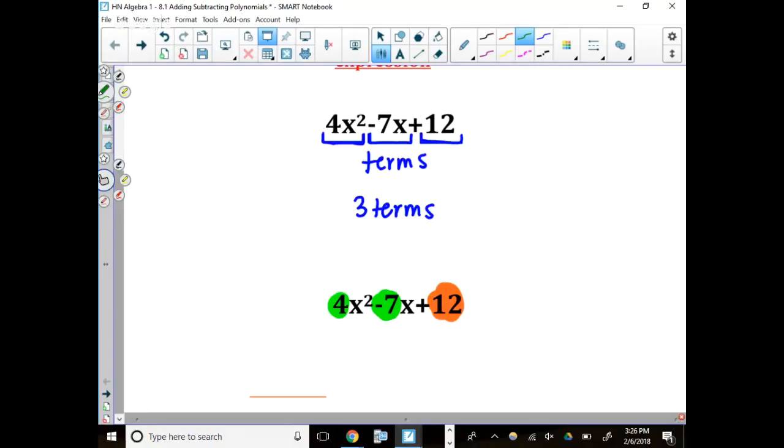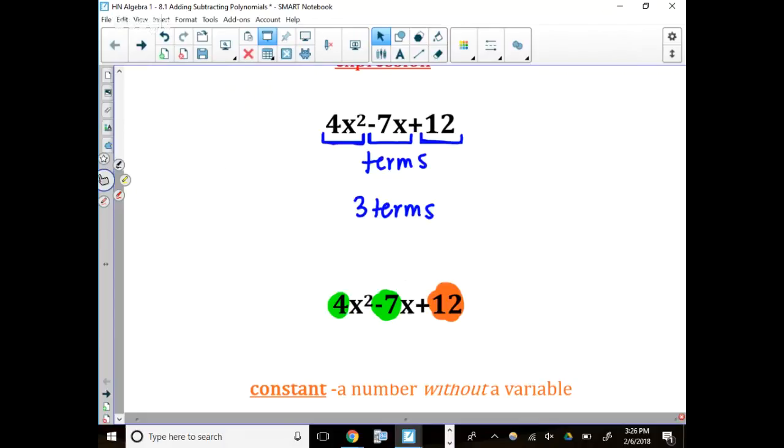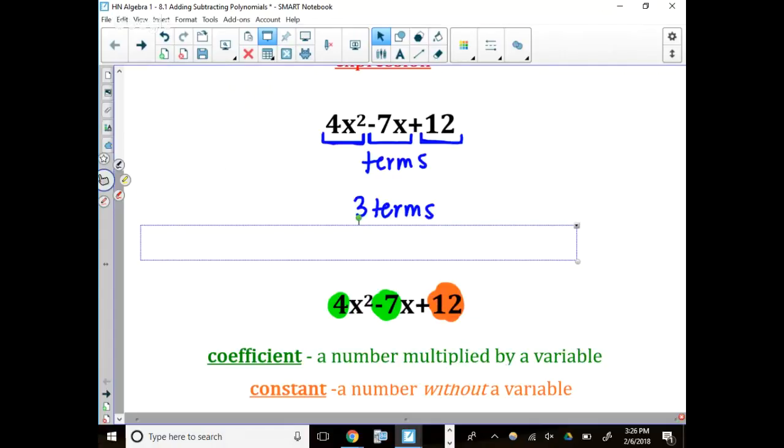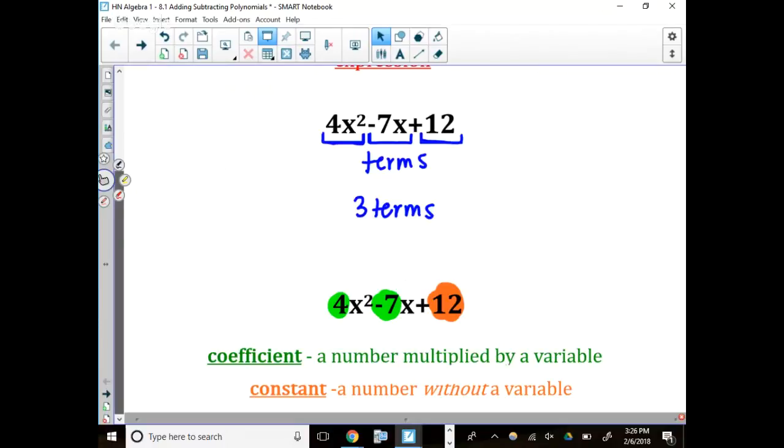And then lastly here, going through these two vocab words. With the green numbers 4 and -7, we are going to have the coefficients. Okay, so it's a number multiplied by a variable. And then, of course, the very last thing where it doesn't have a variable, that's what we're going to call the constant term, and it's a number without a variable.